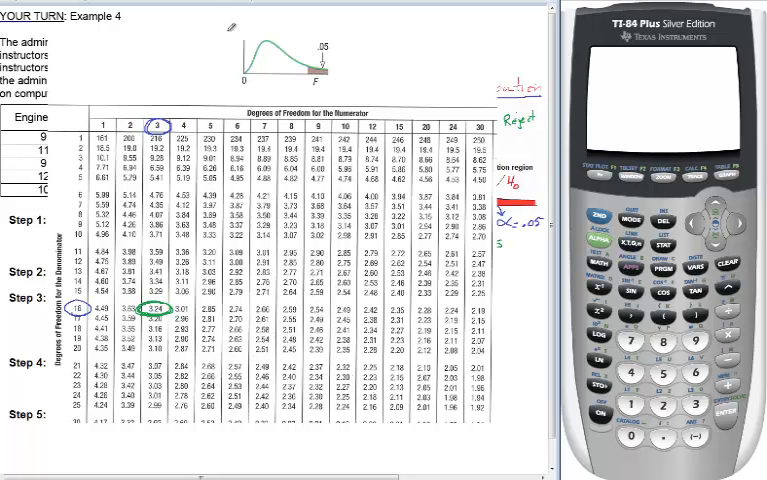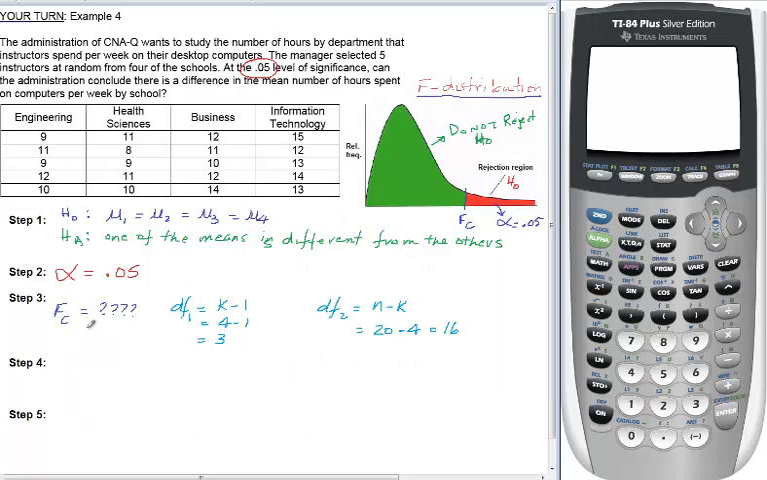Okay, let me get rid of that now. So 3.24 is our F critical value. So that's this value right here in your diagram. Right here. So that's 3.24. So this number here divides the two regions, and it's 3.24.